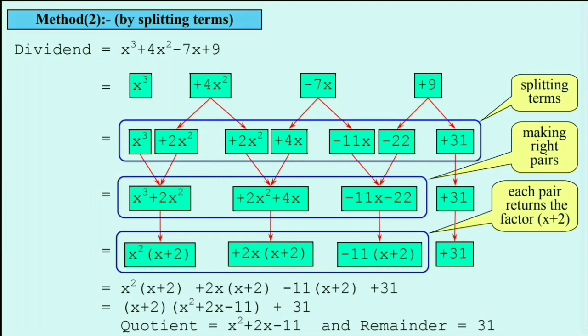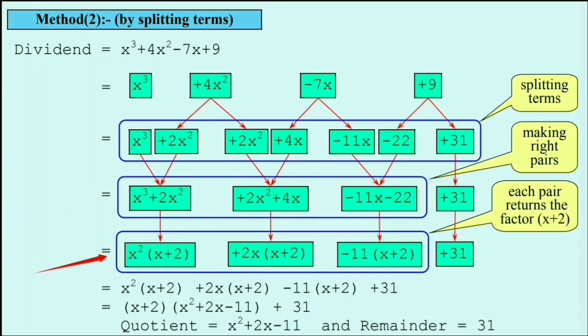Now let's observe the third row. In the third row, we find that three pairs are generated. The first pair is x cube plus 2x square. The second pair is plus 2x square plus 4x, and the third pair is minus 11x minus 22, and at last we find that plus 31 is left alone.